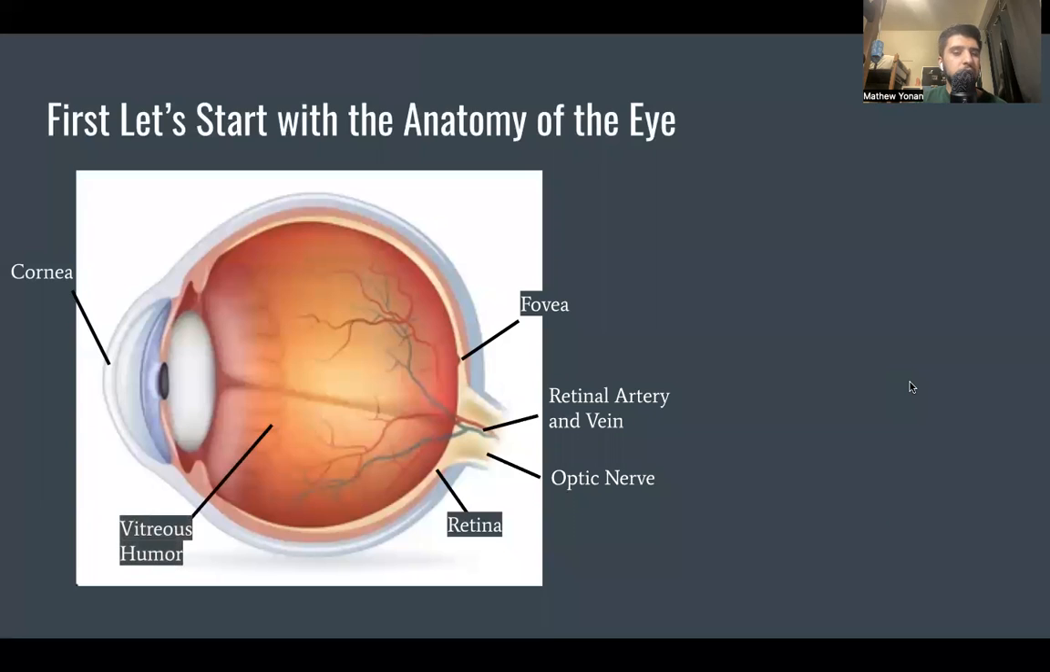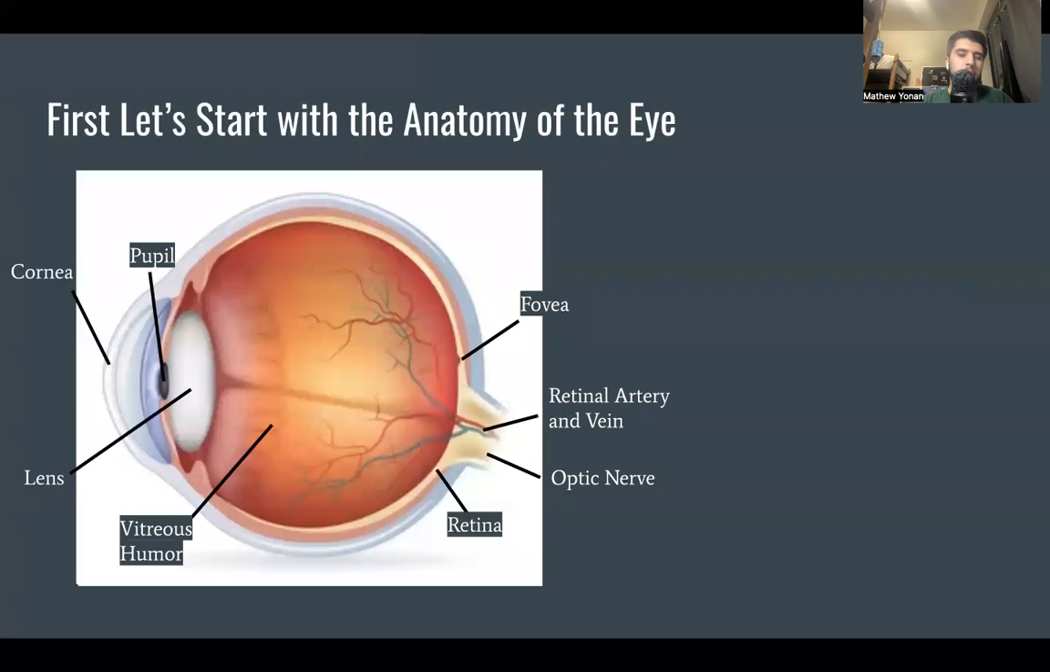Okay, then we have the vitreous humor, which is a clear gel that makes up the inside of the eye, around 80% of the eye. Then we have the pupil, and the pupil essentially decides how much light is let in, and it can be constricted or dilated depending on whether you're in a dark room or a light room. And then you have the lens, and the lens essentially focuses the light on the retina.